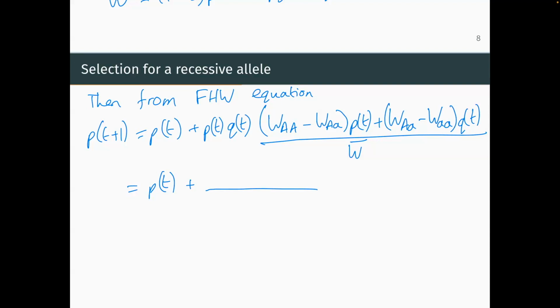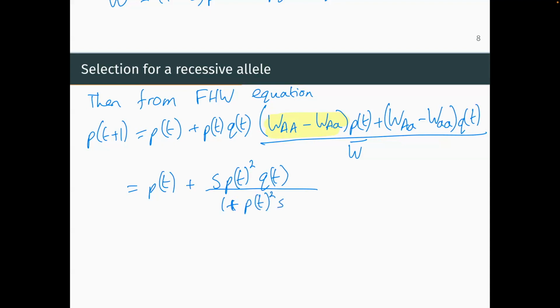So we would have this term here. We can have a 1 plus S minus 1, so this is just going to be an S times P of T. And then here, these things are going to be the same. The fitness of these two is the same because our big A allele is recessive. So the second term goes to 0. So we're going to have S times P of T squared times Q of T, over our mean fitness, which we just worked out to be 1 plus P of T squared times S.